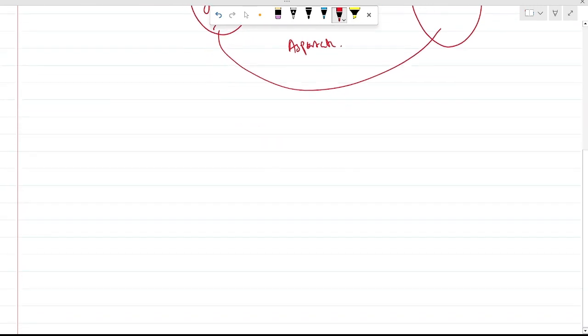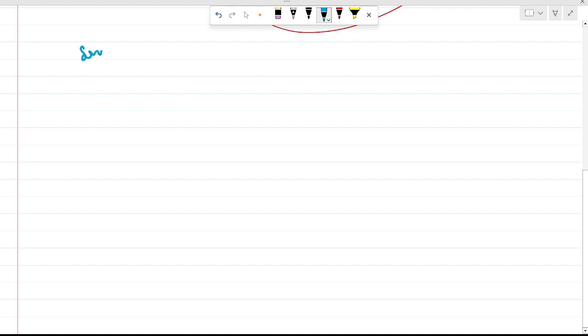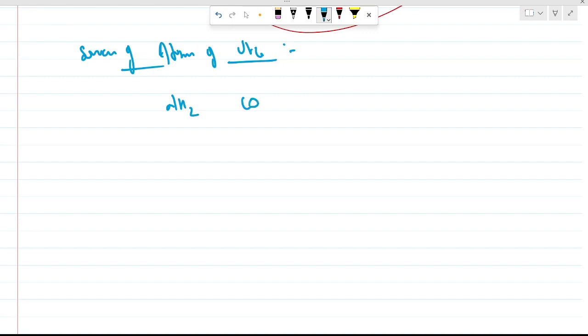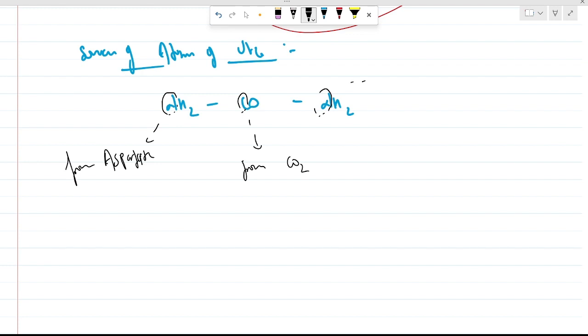Now moving on, we are going to see the sources of atoms of urea. We know urea is NH2, CO, NH2. Now the first nitrogen here comes from aspartate. The carbon of the CO is from carbon dioxide, and the other nitrogen comes from our ammonia. So the sources are ammonia, carbon dioxide and aspartate.